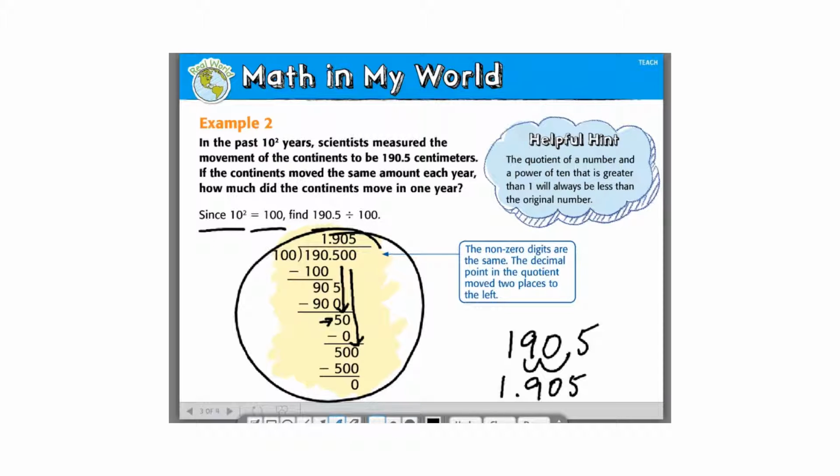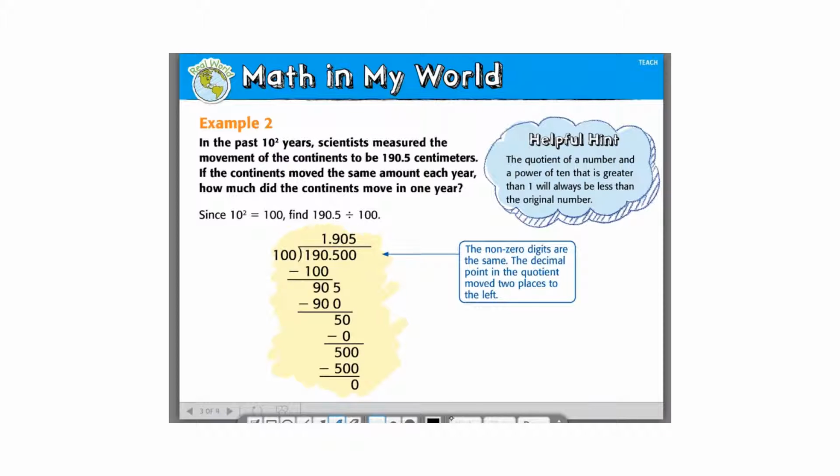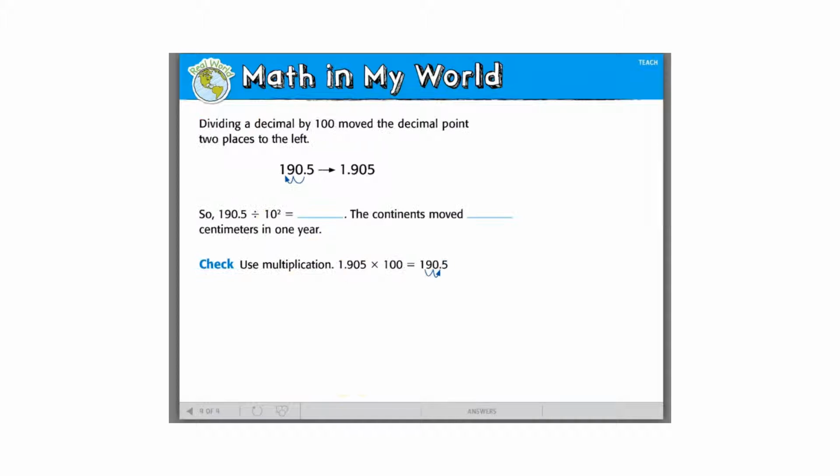So anytime, because we're dividing, remember? We're taking 190 and dividing it by 100. That's what we're doing. 190 and 5/10, and we divided it by 100. So that's why we ended up with just 1 and 905 thousandths. Remember, when you're dividing, you make numbers smaller, right? You make them all smaller pieces. So when you're dividing the numbers, you're going to make the numbers smaller. You should be remembering that.